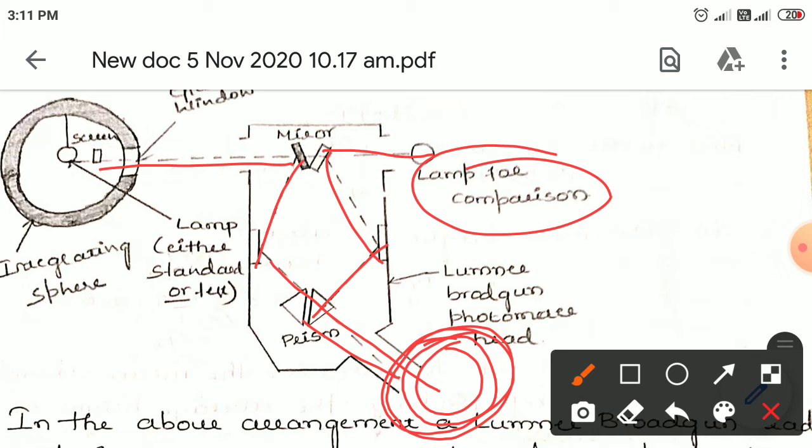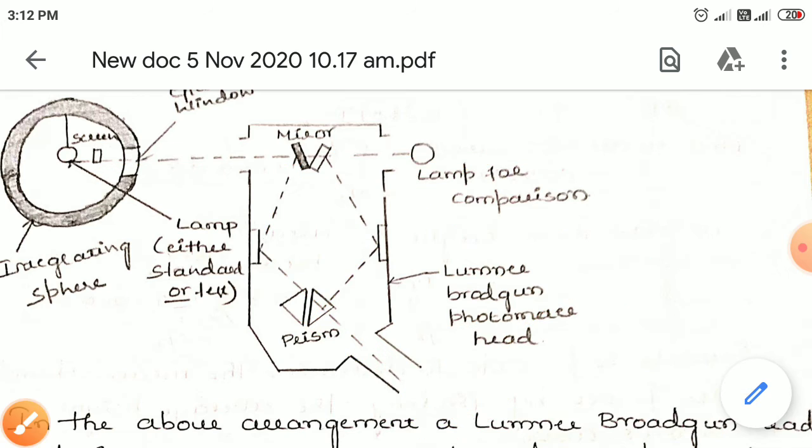If this reflection and this reflection are the same, then we can say the lamp has the same MSCP. If the intensity of both is different, then we can say the lamp has a different MSCP. So the mother lamp is used for the comparison and for obtaining the balanced shifting. We get two distances of the comparison lamp from the photometer head.